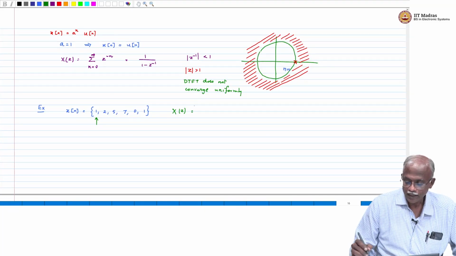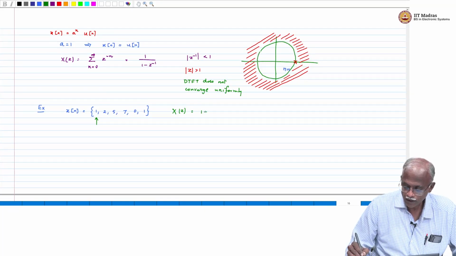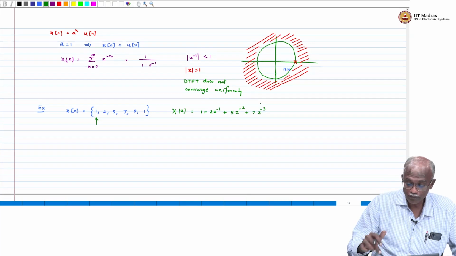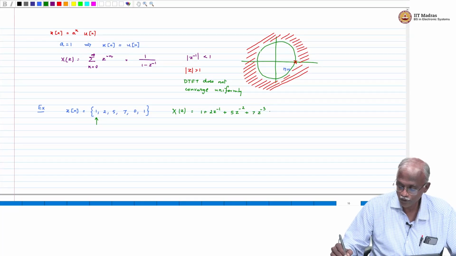Just apply the formula. This will be 1 plus 2 times z inverse plus 5 times z minus 2 plus 7 times z minus 3. There is no z minus 4 because that coefficient is 0, plus z minus 5.